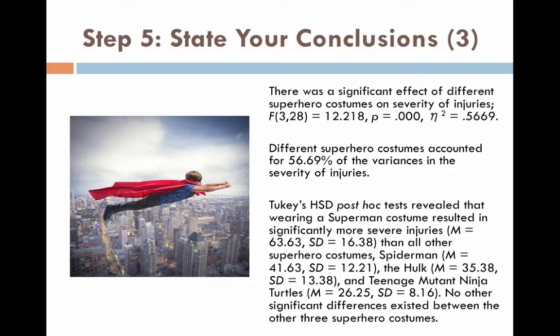Tukey's HSD post hoc test revealed that wearing a Superman costume resulted in significantly more severe injuries than all other superhero costumes. We see that the mean and standard deviation for Superman are 63.63 and 16.38 respectively. We see that Superman was different from Spider-Man, the Hulk, and Teenage Mutant Ninja Turtles, and we reported the means and standard deviations for all of the other 3 groups that Superman is significantly different from.